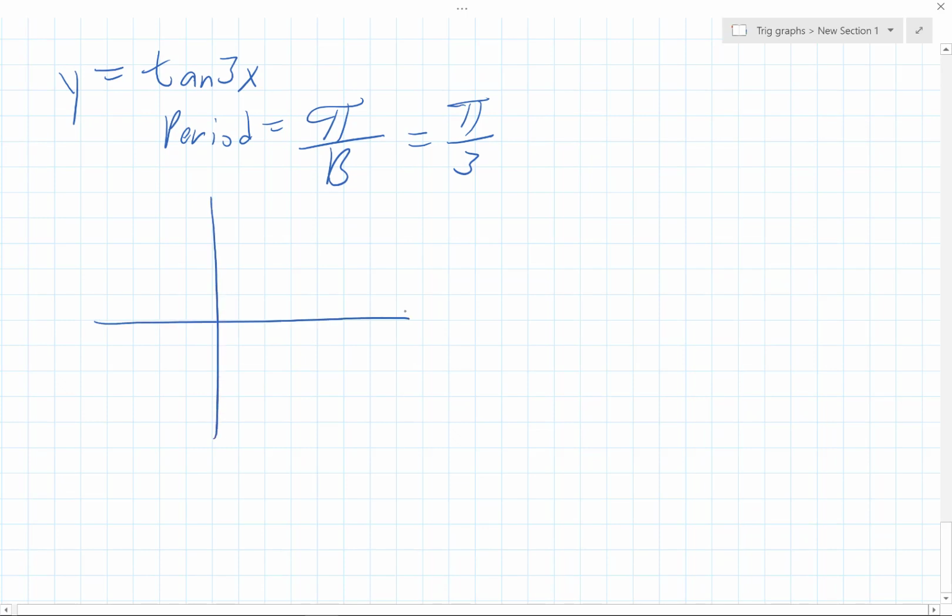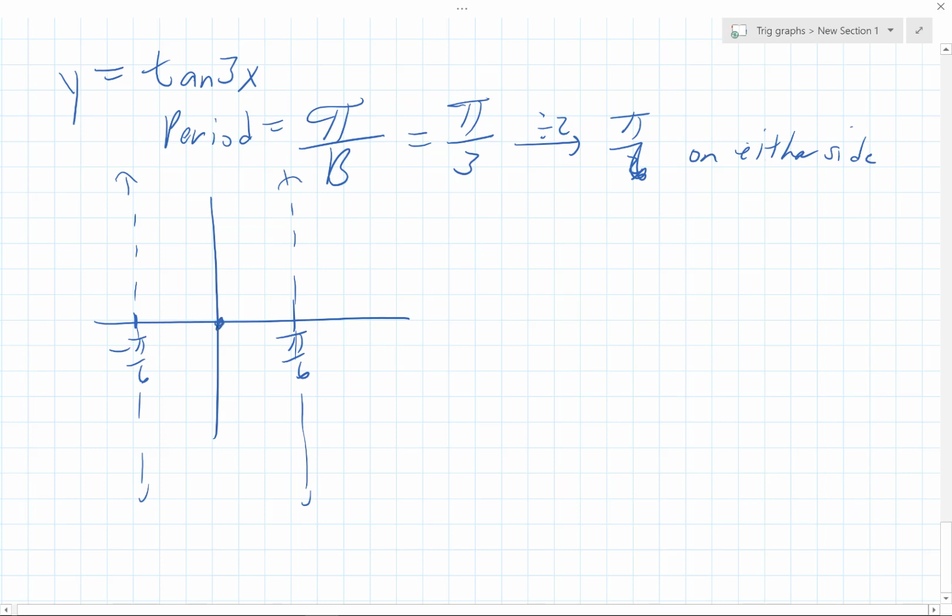And for tangent, what I have to do is divide that by 2. So it's pi over 6 on either side. So half of the period is over here, half of the period is over here, and that's where my asymptotes are. And then in the middle it goes through 0. If you want, in the middle of that at pi over 12, it'll be up at an amplitude of just 1 and down there, and there's that. Cool.